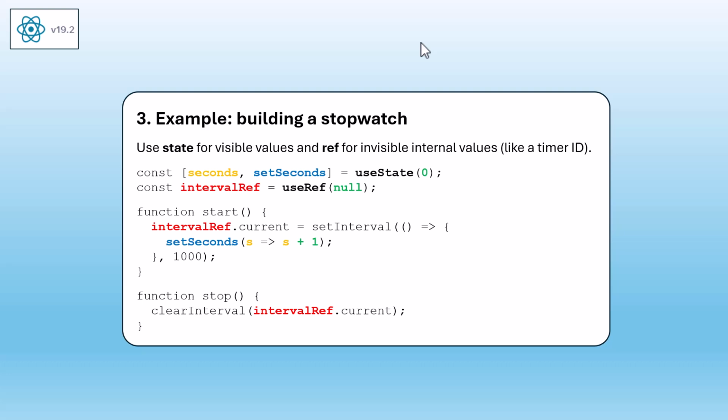That's a good case for a ref, so you might keep the timer ID in a ref, since it doesn't affect what you see, and use state for the values that actually influence rendering, like the elapsed time. The ref will persist between renders, you can update it, and you can stop the timer by accessing it. Meanwhile, the parts of your component that update visible output remain in state.